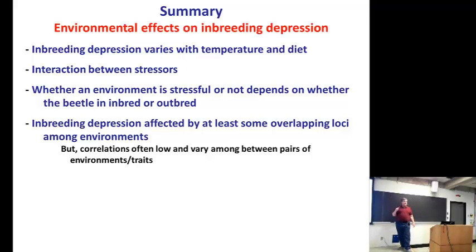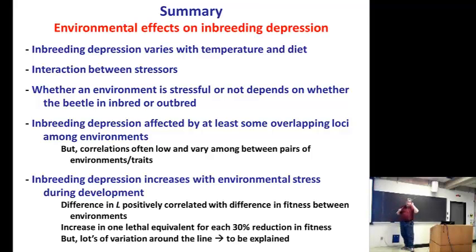Inbreeding depression is affected by at least some overlapping loci among environments. Those are the between-block correlations I showed you, compared across temperatures. We've also done it across diets, in a number of experiments, and the results are always basically the same. All the correlations are positive, but they don't tend to be very high, which suggests there are a lot of changes in gene expression occurring across environments, but also a lot of commonality in the genes and their expression in pairs of environments.